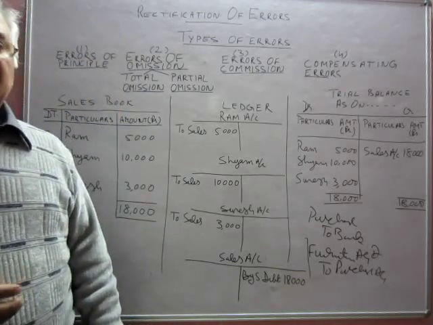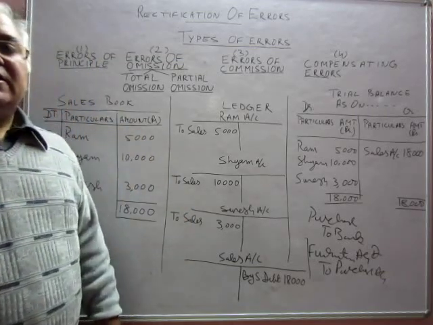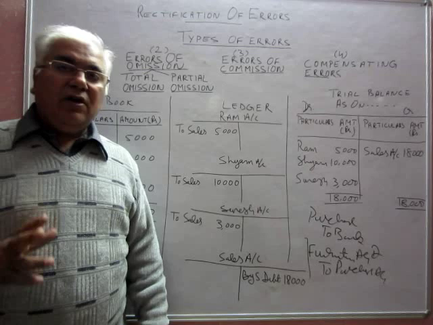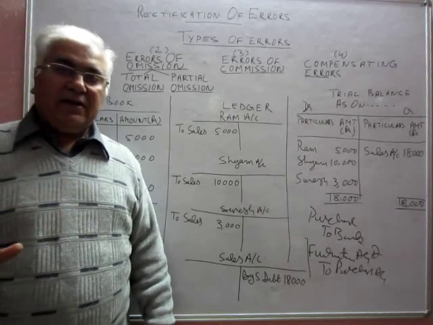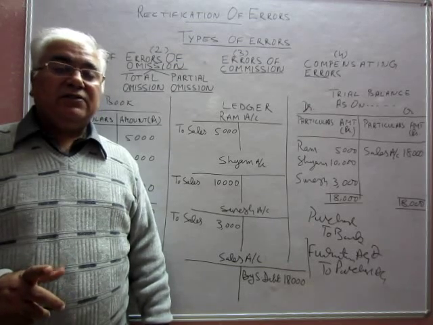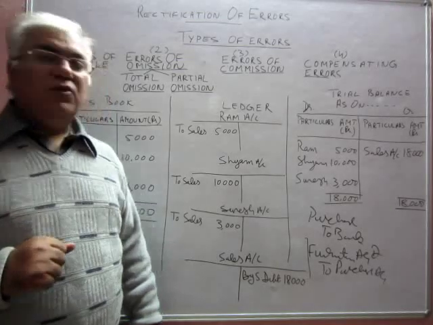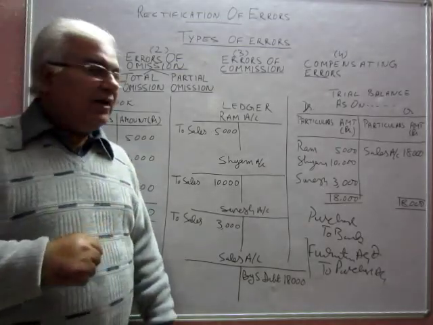Such kind of errors are called errors of principle, and I must tell you that all those mistakes which affect two accounts do not affect our trial balance. Our trial balance is always affected by those mistakes which affect one account only. Let us move on to the other set of errors.